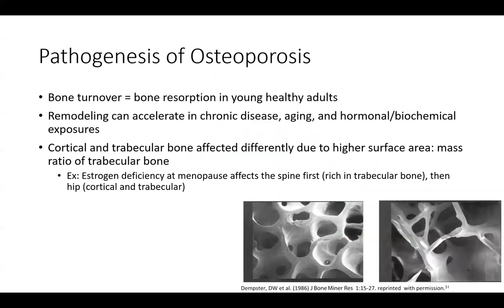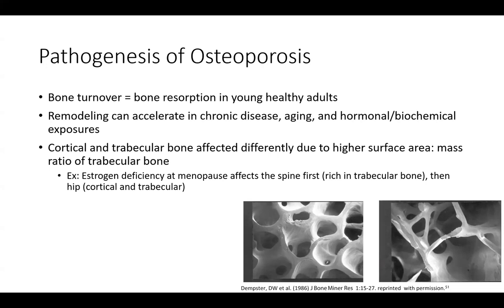So how do we get osteoporosis? Bone turnover. In young, healthy adults, the bone turnover cycle is balanced such that resorption is matched by formation. And bone remodeling can accelerate in the setting of chronic diseases, aging, and mechanical, hormonal, and biochemical exposures like steroids. And over time, this process leads to greater and greater deficits in mineralized bone.